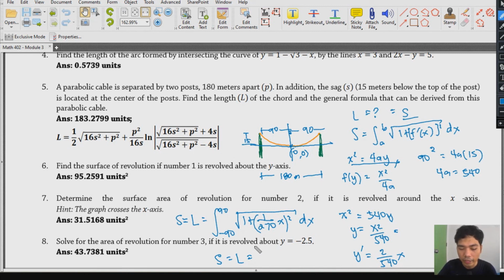So therefore, the arc length of this parabolic cable, so you have to expect na mas malaki siya kaysa dun sa ating 180 na distance, diba? Kasi yung 180 distance yung nagsaseparate sa dalawang post na to. So syempre dapat mas malaki siya dun kasi nga meron tayong certain sag. So that is 183.2799, ano bang units, meters. So that should be in meters. Okay? So yeah. Dito paki-correct na lang, gawin nyo lang tong meters. Okay? Kasi nga in terms of meters naman to, hindi siya talaga unitless.